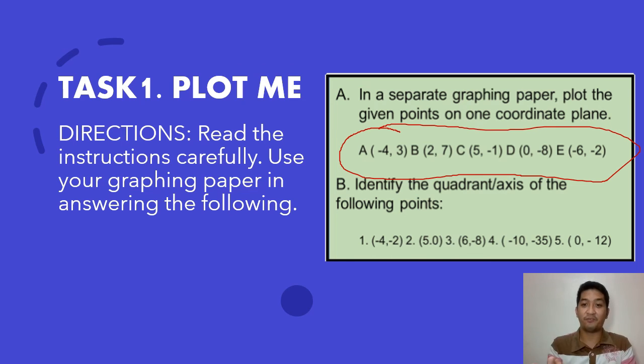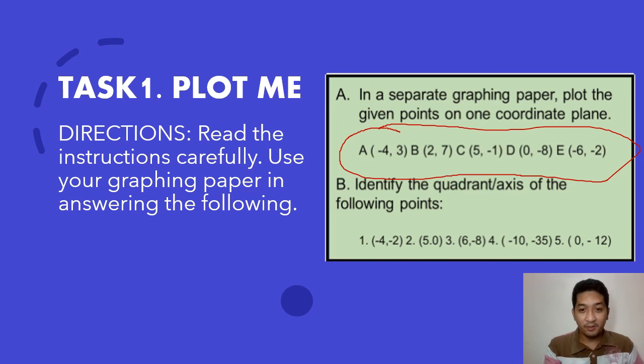Saka kayo mag-graph. Okay, ulitin, tiklop, and then tiklop. Yung pinagtiklopan na pinakamalapit na linya, dun i-drawing ang inyong Cartesian coordinate plane, the axis, the X and the Y axis. Okay? So, yun yung A.